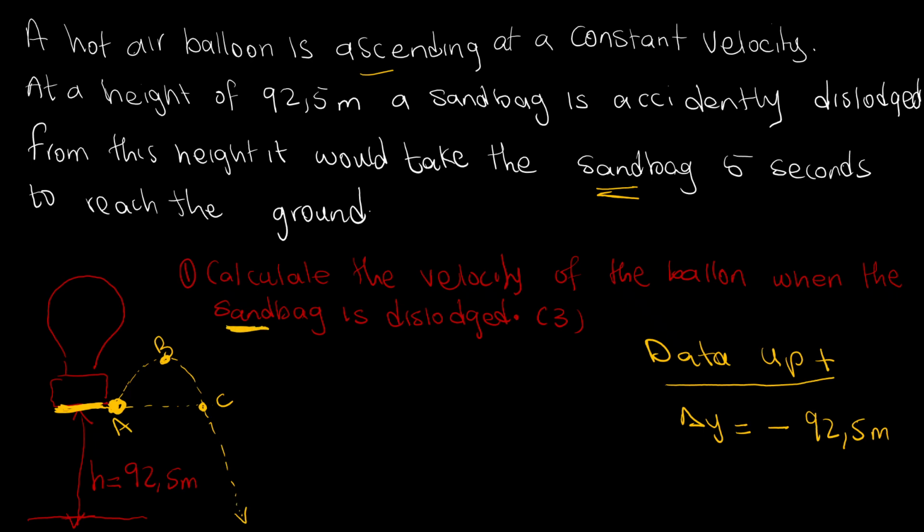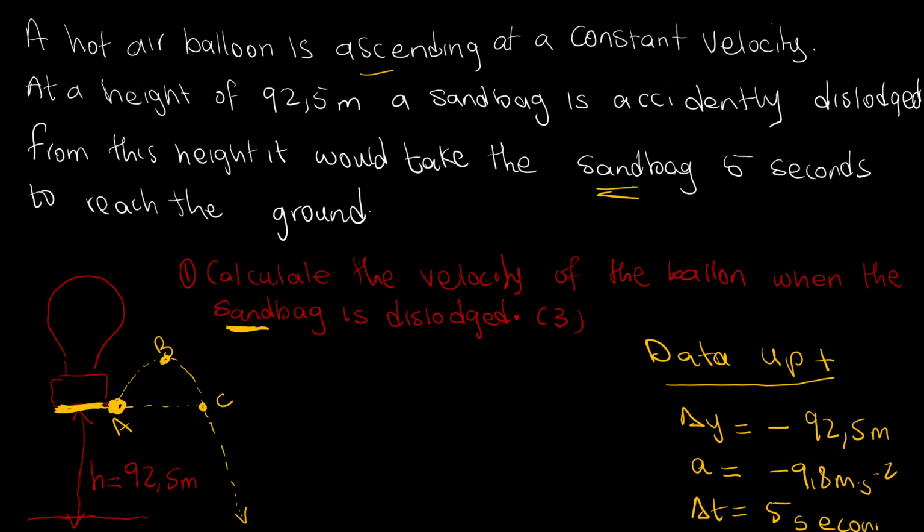The initial velocity of the sandbag will be equal to the velocity of the balloon. Please, that is very important for you to understand. So now I'm going to have the acceleration to be negative 9.8 meters per second squared. Remember, the acceleration always acts downward. And then they said it will take 5 seconds for the sandbag to move. So my delta t, my time, will be 5 seconds.